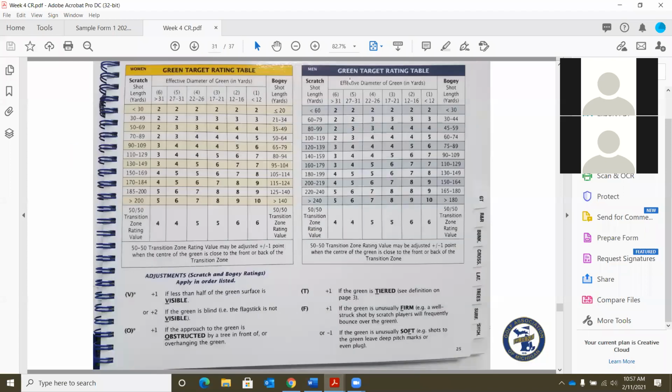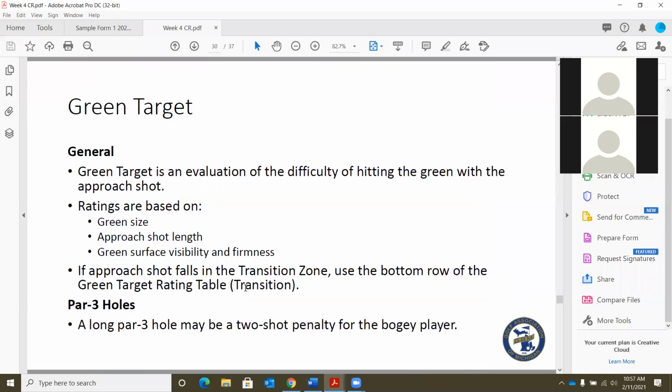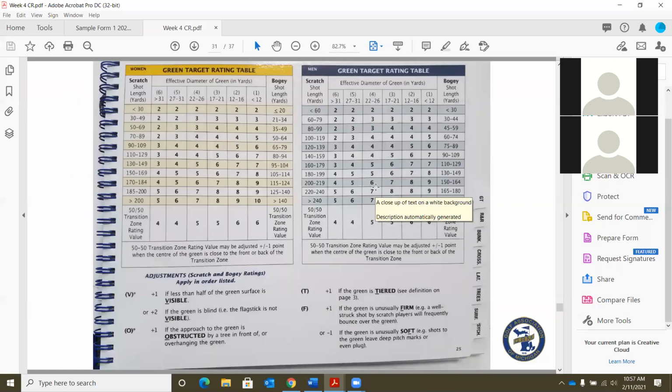All right. Let me just see if there's anything else. Were there any questions about green target? Kyle, this is Howard. I've got a question. How does a false front affect the green target rating?